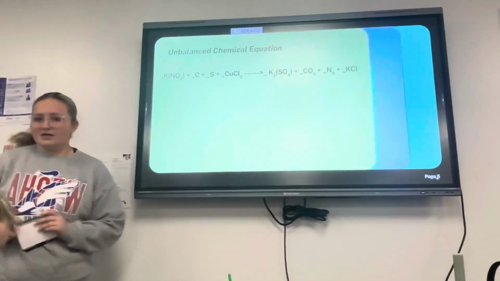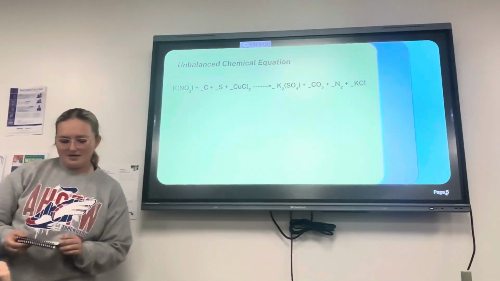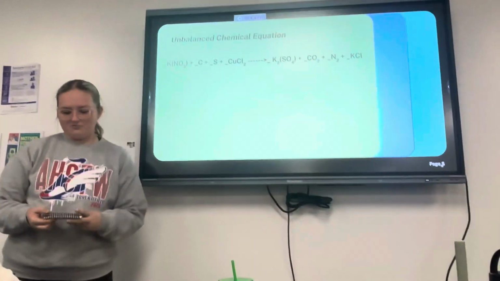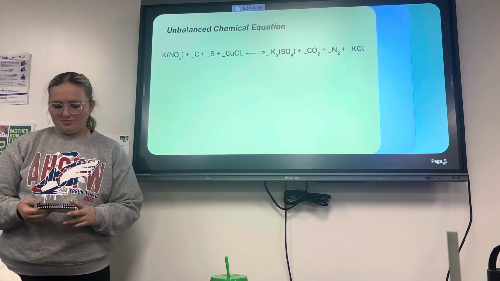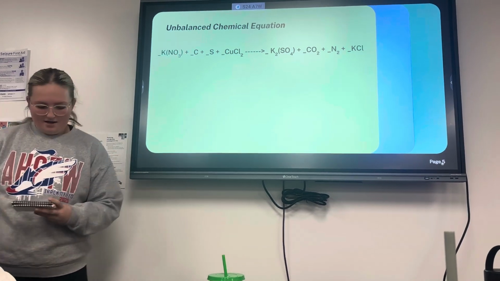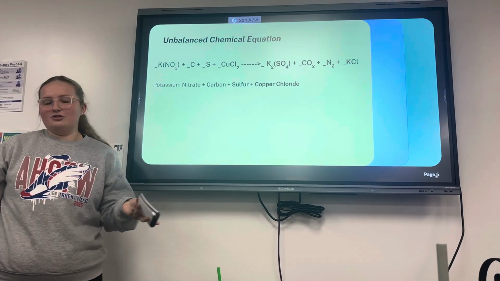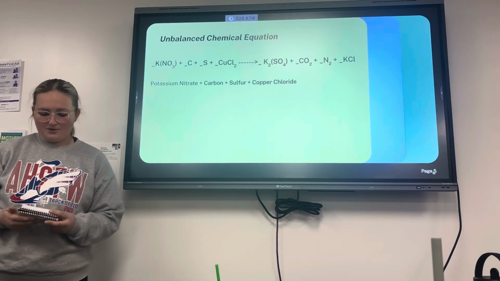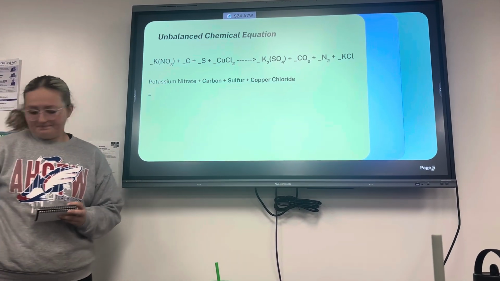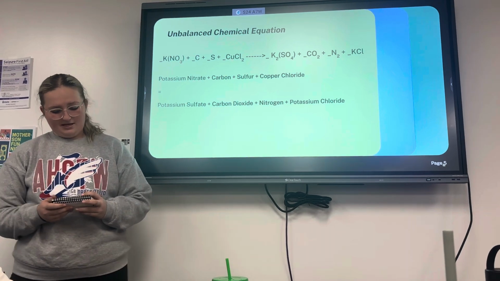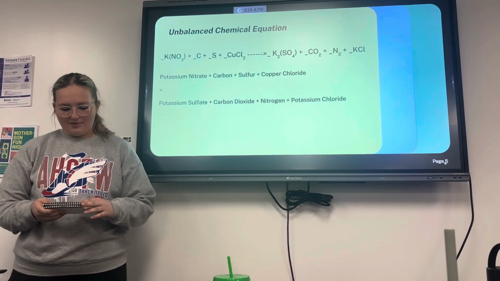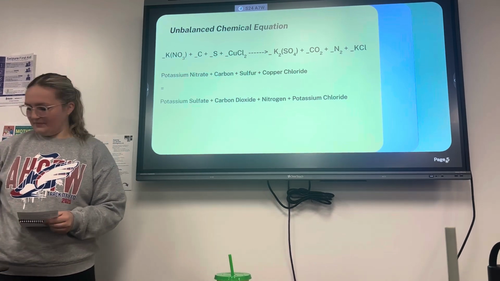The chemical equation we'll be looking at today is KNO3 plus C plus S plus CuCl2 yields K2SO4 plus CO2 plus N2 plus CuO and KCl. In English, this would be potassium nitrate plus carbon plus sulfur and plus copper chloride is equal to potassium sulfate, carbon dioxide plus nitrogen plus copper oxide and plus potassium chloride.